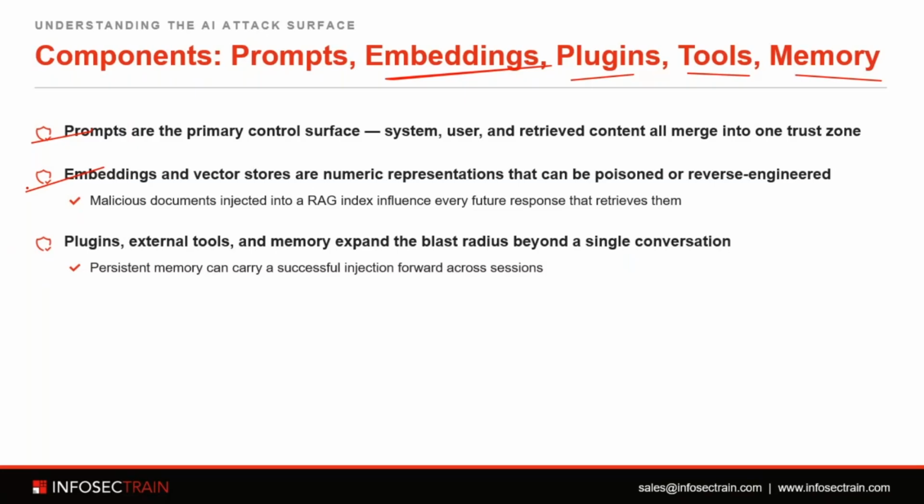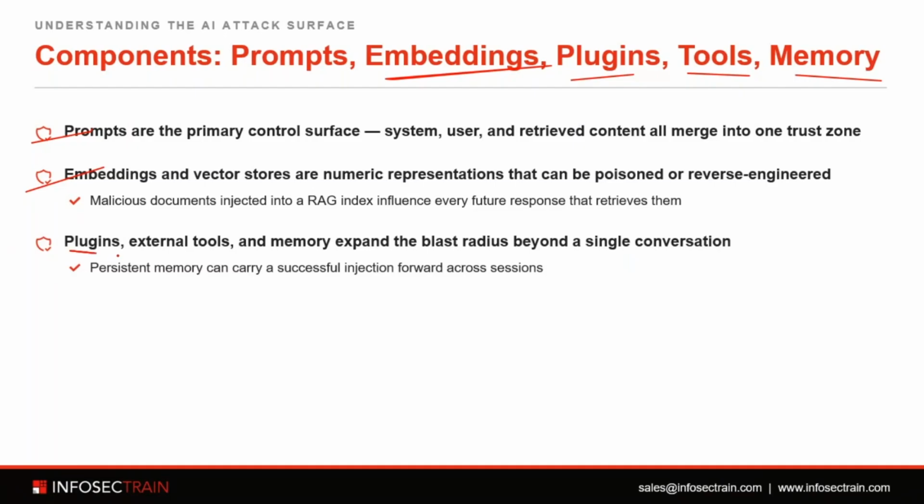So embeddings can also be poisoned. Attackers may inject malicious data into the vector store, corrupting the AI's perception and leading to manipulated outputs. So embeddings are the memory of meaning that allow AI systems to connect ideas intelligently, right?